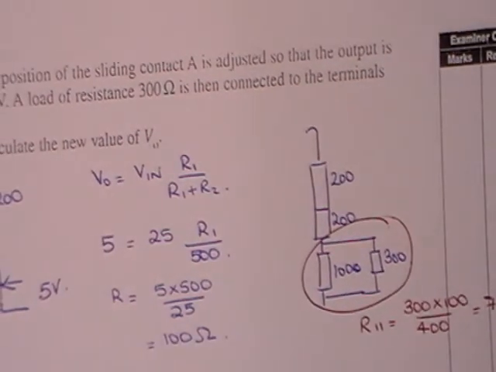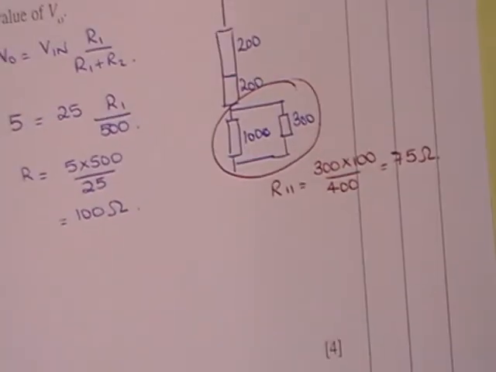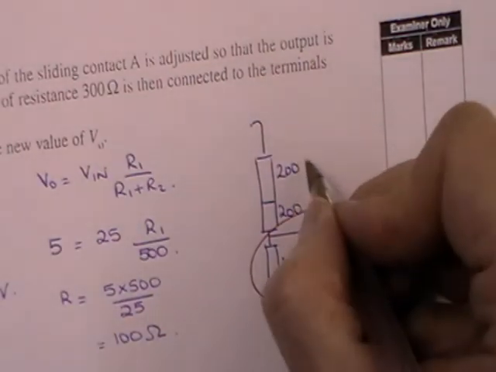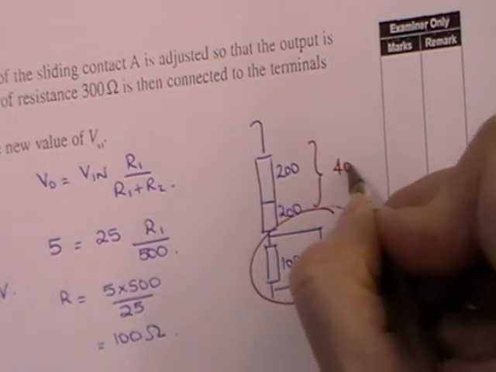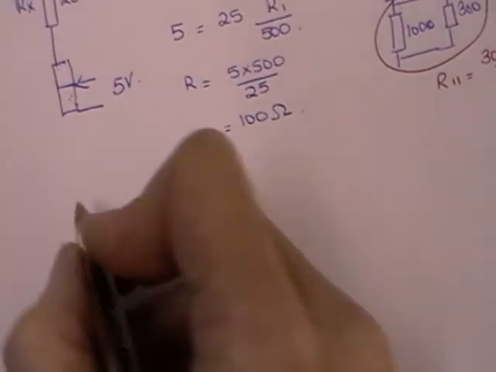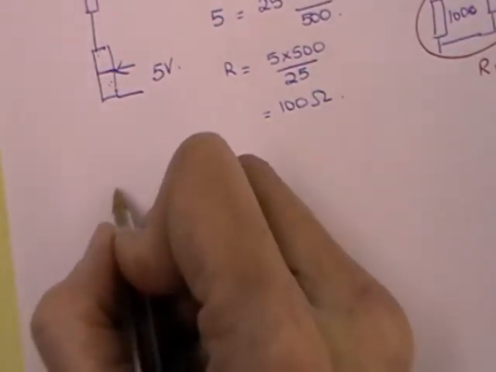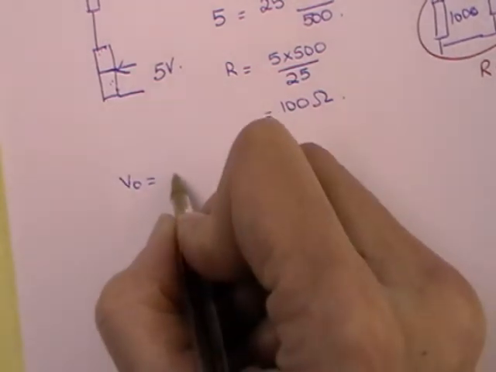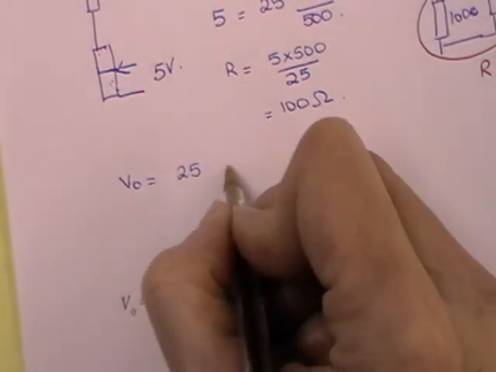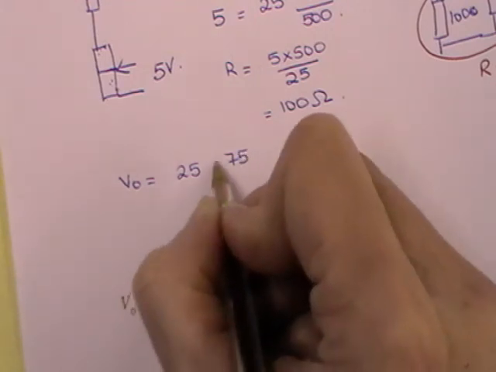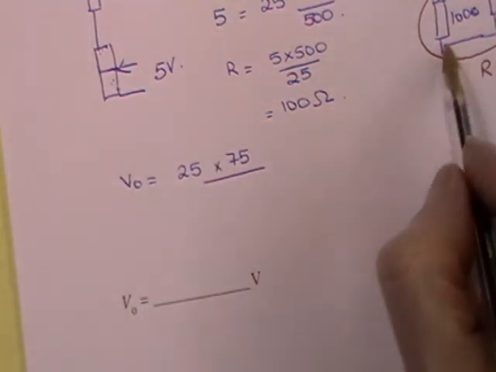And then we want to calculate V out. So that's 75. This total resistance here is going to be 400. And so V out then, our new V out, is going to be equal to our V in, which again is still 25, times R1, which is 75, over R1 plus R2, which is going to be 400.